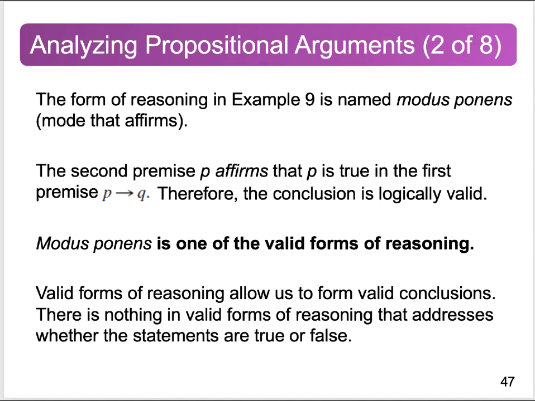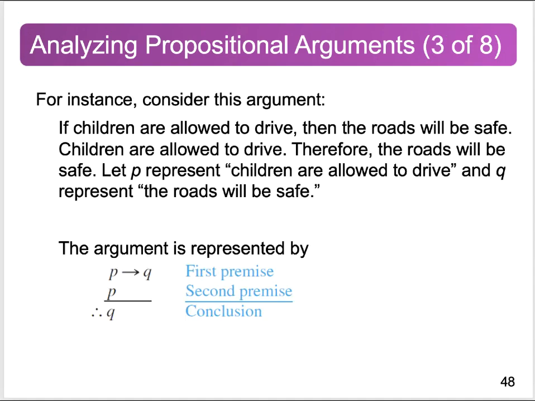That is an example of a modus ponens, which in Latin means a mode that affirms. So basically, the second premise affirmed the P part of the first premise. It said, hey, the P part is true. And so that is going to be a valid form for an argument. There are several valid forms, and when you recognize this one, you can automatically say that it's valid without doing the truth table. Now take a look at another argument.